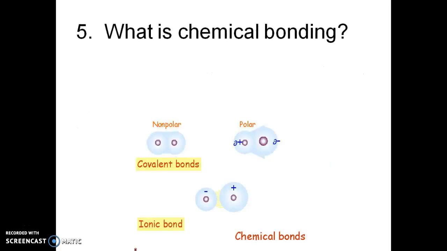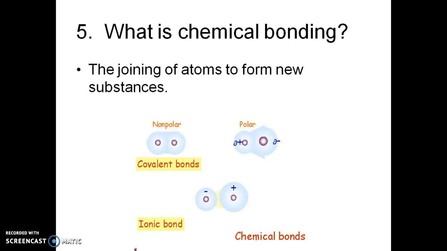Question number 5, what is chemical bonding? Well, it's when atoms of one type form with another type of atom to form new substances. And actually, I stated there that it's atoms of different types joining together. That's not necessarily true. Chemical bonding can happen when, say, 2 oxygen atoms bond together, or 2 fluorine atoms bond together.